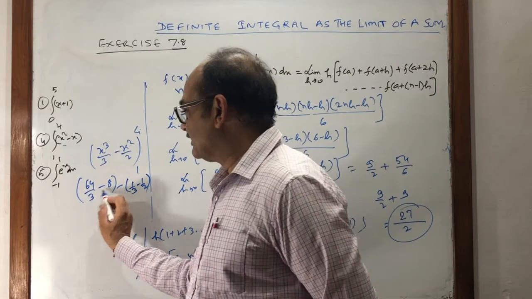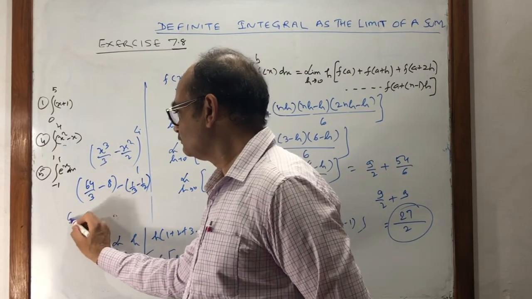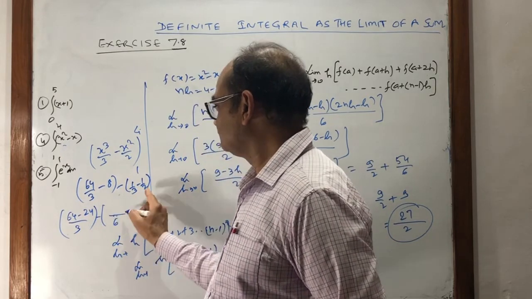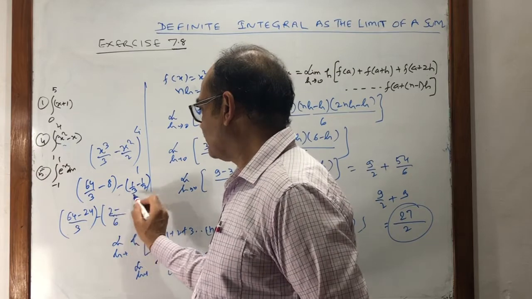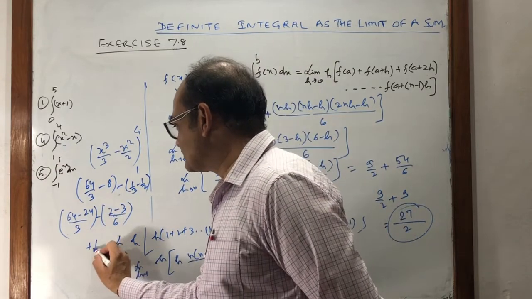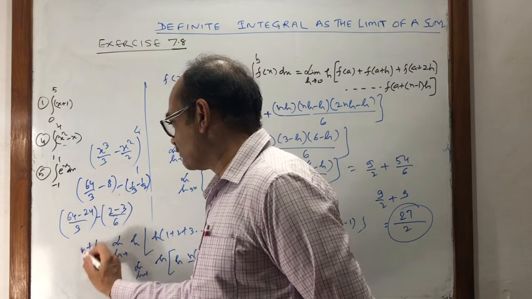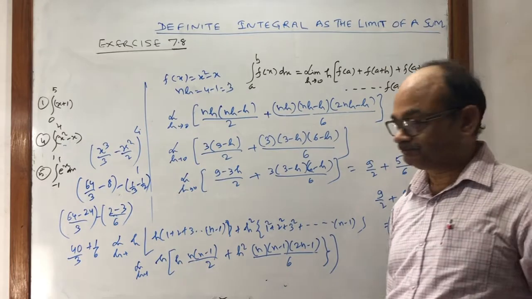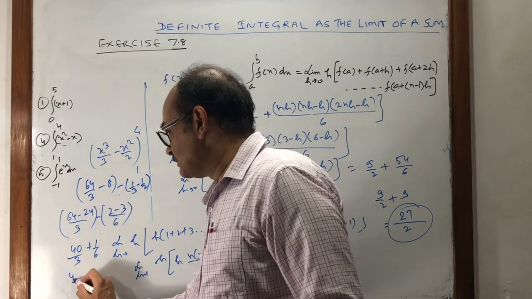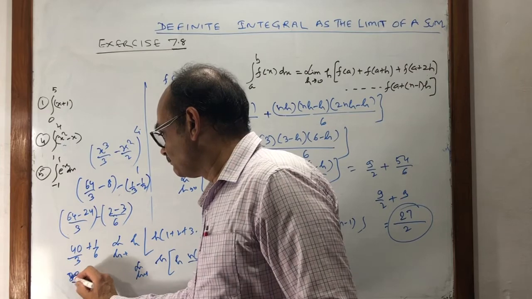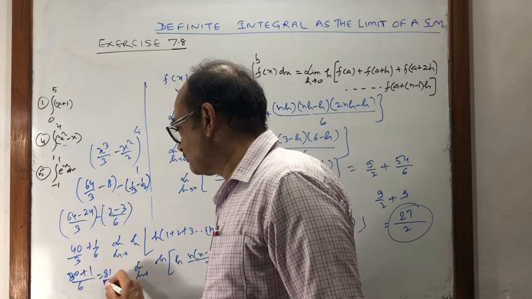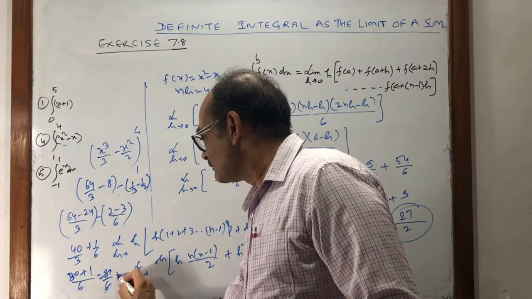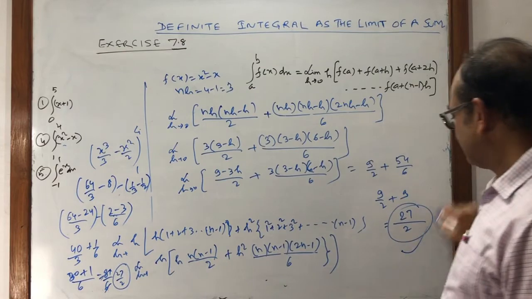Just check it. 3 LCM, 64 minus 24, minus 6 LCM, 2 minus 3. It means plus 1 by 6, and here it is 64 minus... add these two. What we are getting? 6 LCM, 80 plus 1, 81 by 6. Cancel out with 3. What we are getting? 27 by 2.